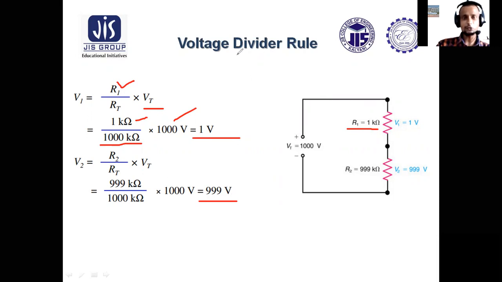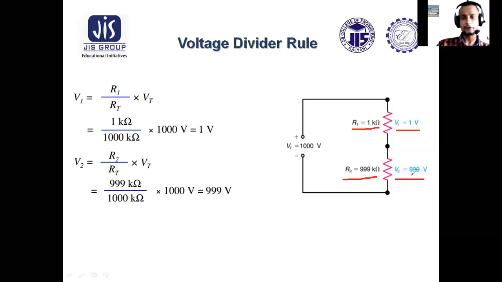So from this, what can you conclude? This very simple observation: if the resistance value is less, then the voltage across the resistor will be less. If the resistance value is high, then the voltage across the resistor will be high. So you will always get more voltage across the resistor which has a large value of resistance.